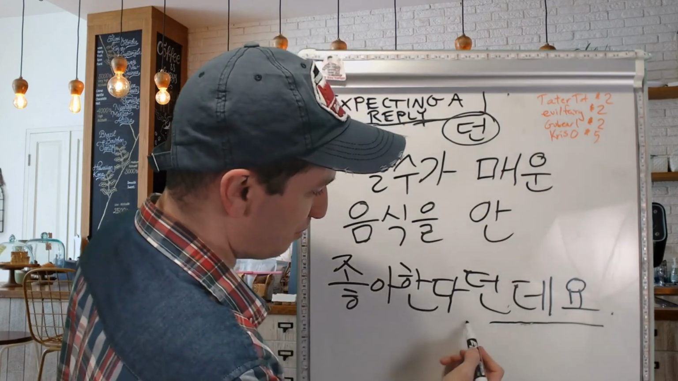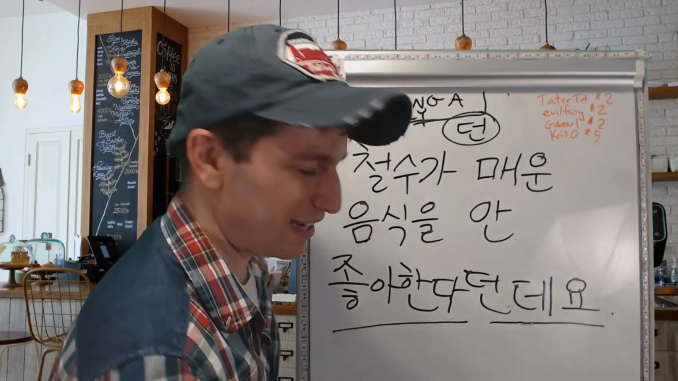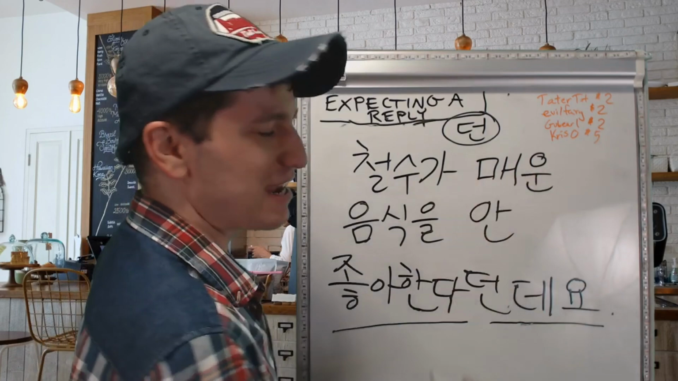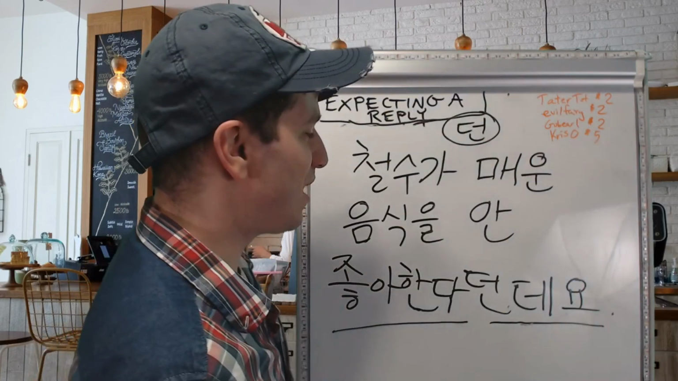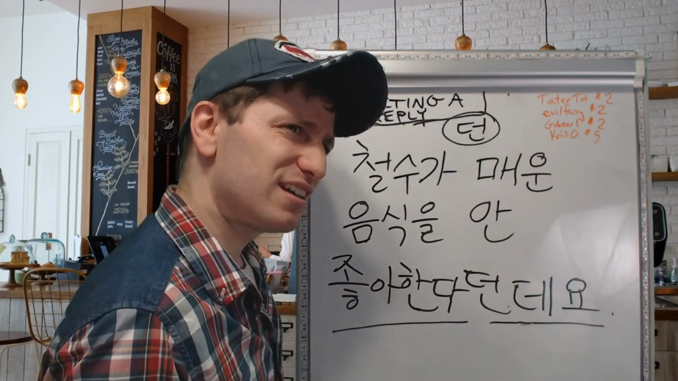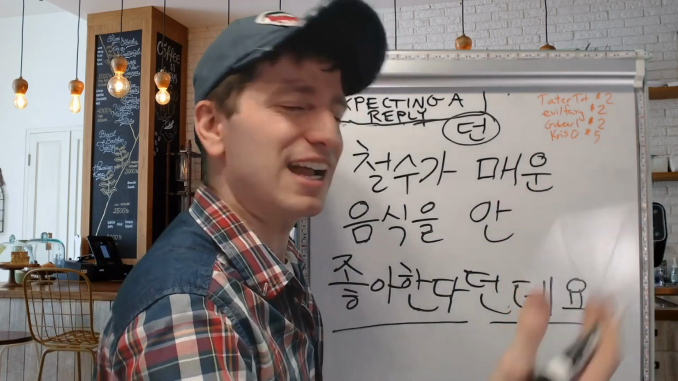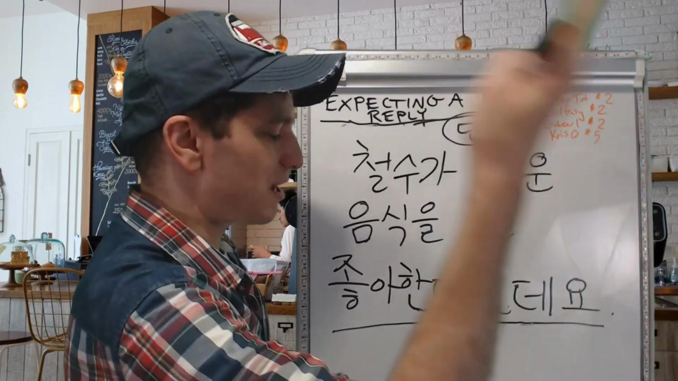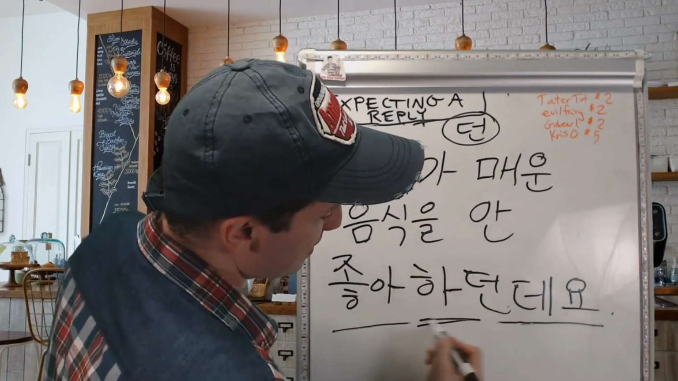If you are familiar with the plain form, it's used for quoting. Here it's a quote. 철수 said he does not like spicy food. And what do you think about it? 철수가 매운 음식을 안 좋아한다던데요? 철수 said he doesn't like spicy food? Kind of like that. So you get this feeling that you want them to reply, talking about something that happened in the past. It's always present tense.